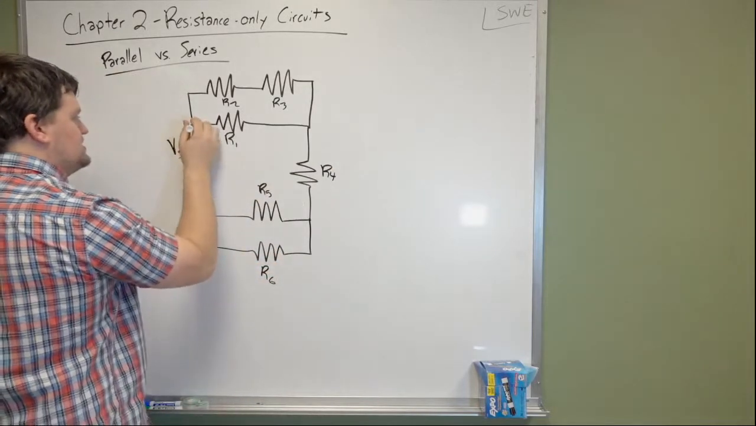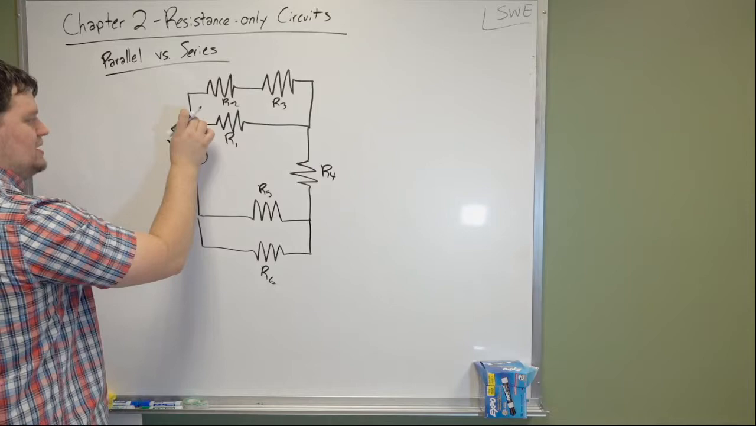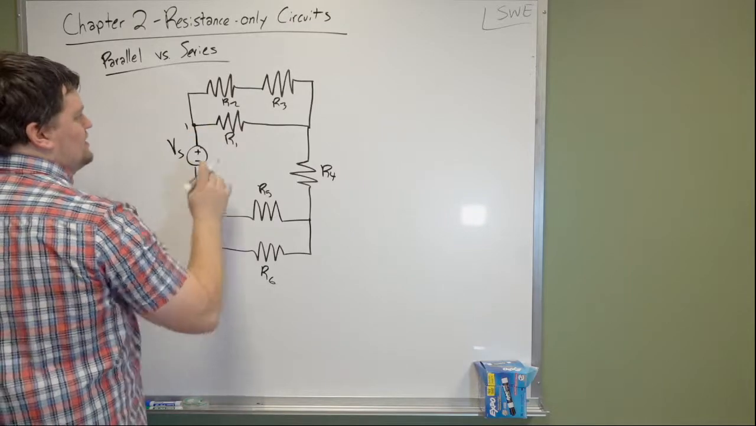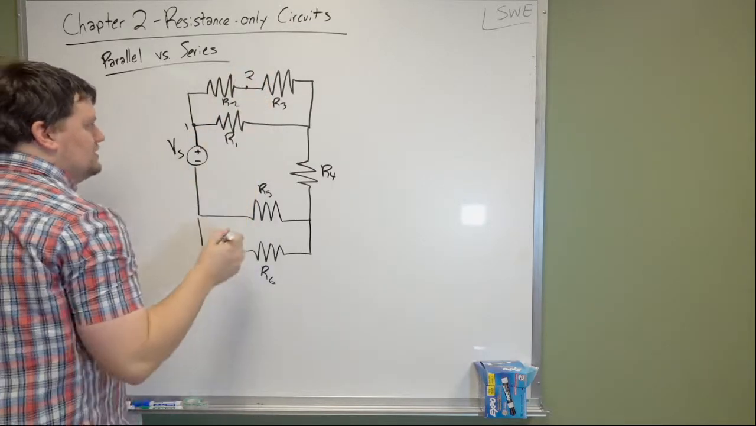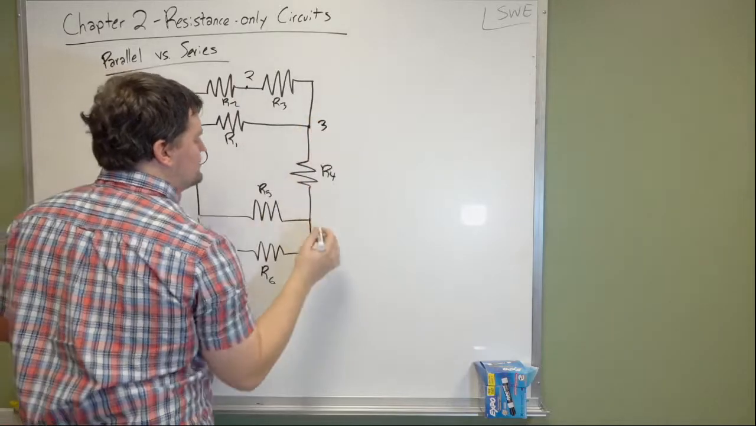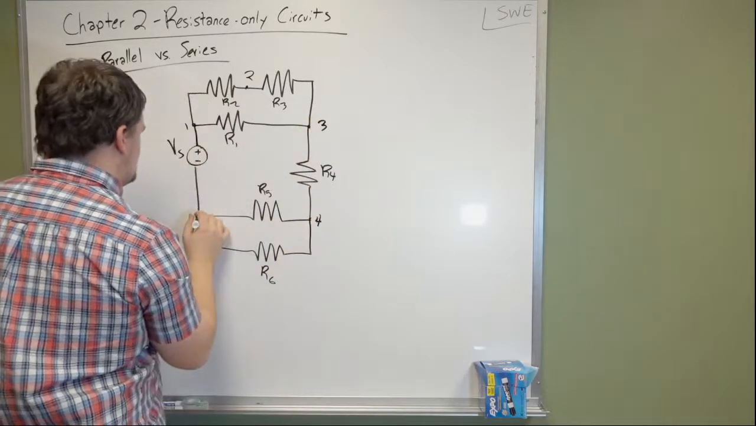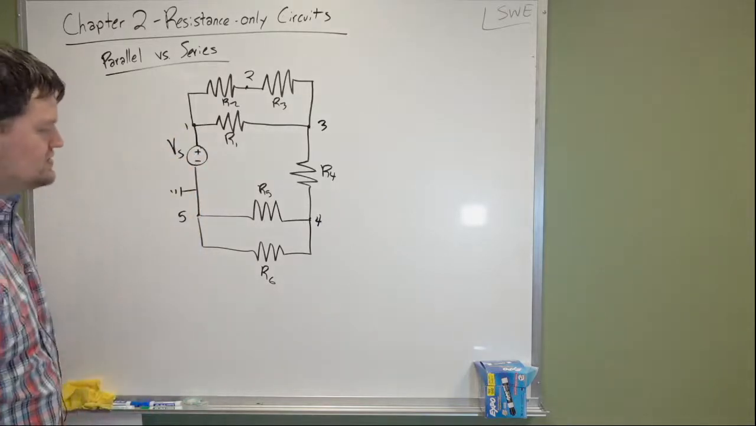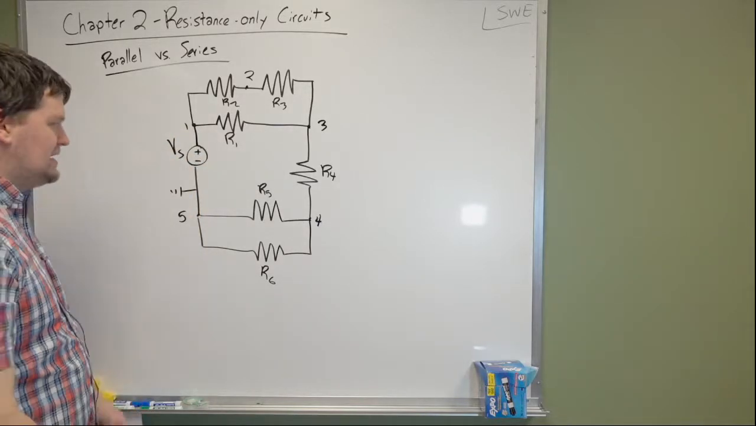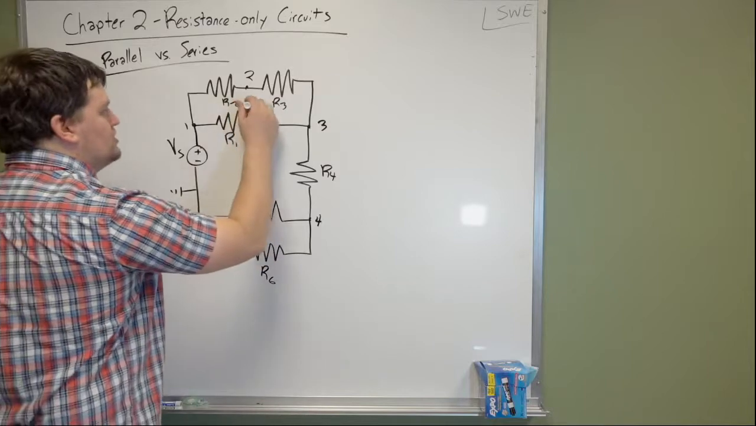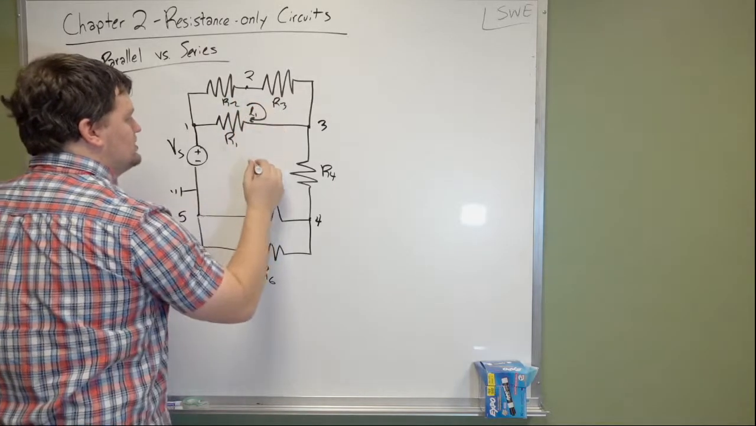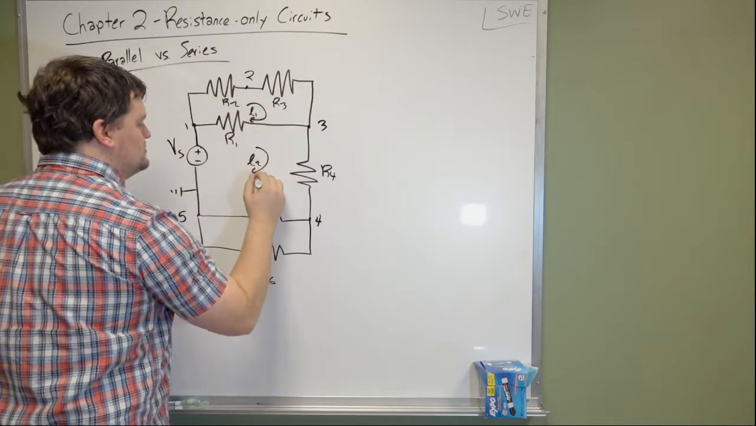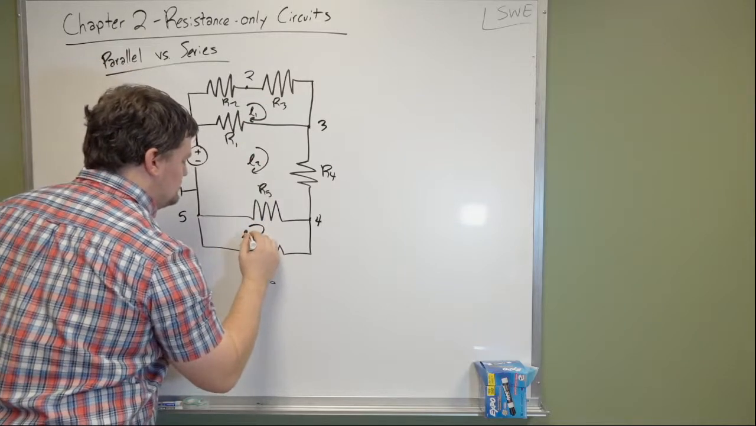Okay, I'm going to go ahead and identify nodes. I like number 1 being immediately out of the top of the source voltage. 2, 3, 4, and 5. We'll go ahead and ground the negative end of the source voltage. And now we'll identify our loops. We'll call this loop 1, this will be loop 2, and this will be loop 3.